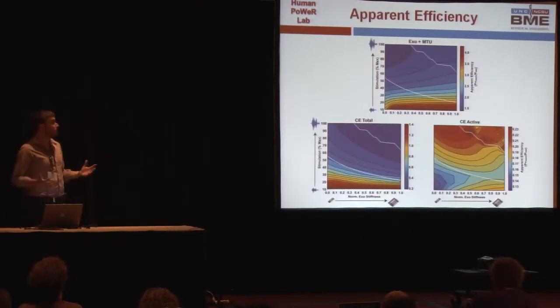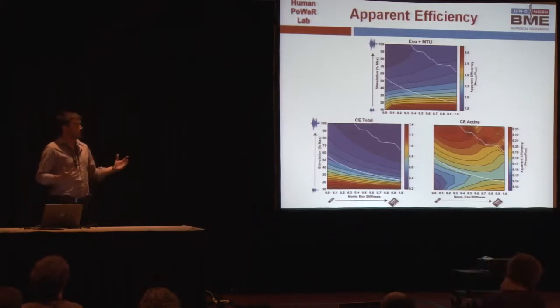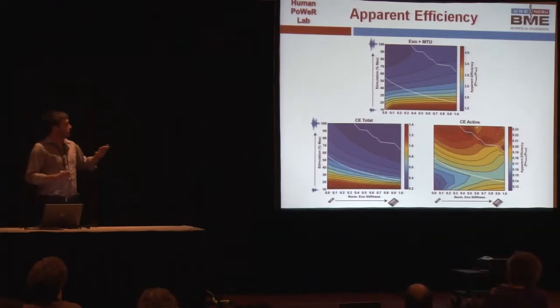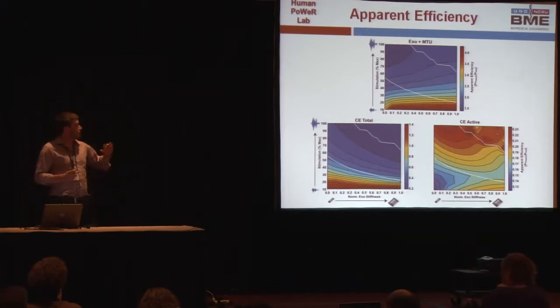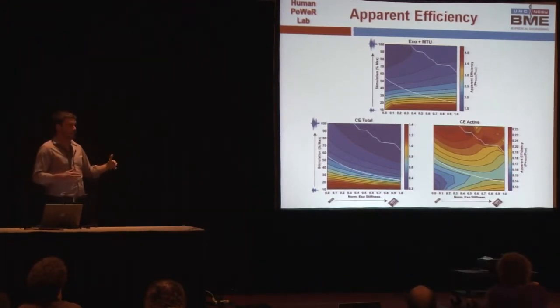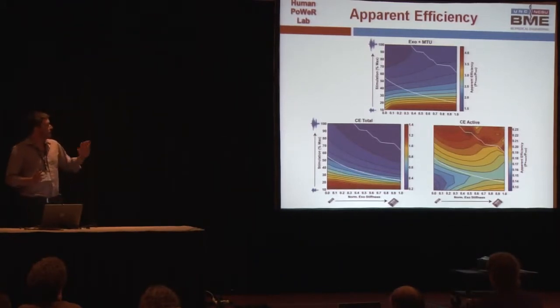The next thing we looked at was apparent efficiency of the system. So exoskeleton and muscle tendon unit efficiency, or apparent efficiency, the contractile element as a whole's efficiency, and active efficiency. We can see here that adding the exoskeleton and reducing activation does make the system more efficient. And the total efficiency scales about with injury risk, actually. The longer the muscle is, the more passive stretch, the more energy is stored and returned. And active efficiency has this weird contour plot.